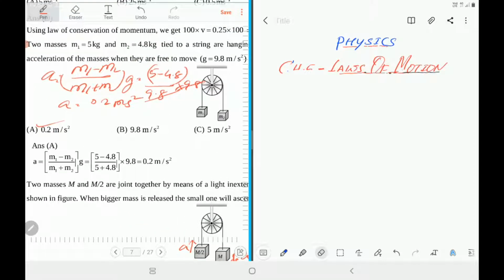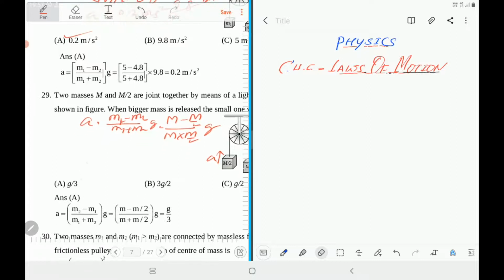Very simple. Again, same formula. Acceleration a equals (m1 minus m2) divided by (m1 plus m2) times g. Here m1 is m, m2 is m by 2, so (m minus m by 2) divided by (m plus m by 2) times g, right? You take LCM. In the numerator, LCM gives 2m minus 1m, that is m by 2, divided by m plus m by 2, so m by 2 cancels, times g.